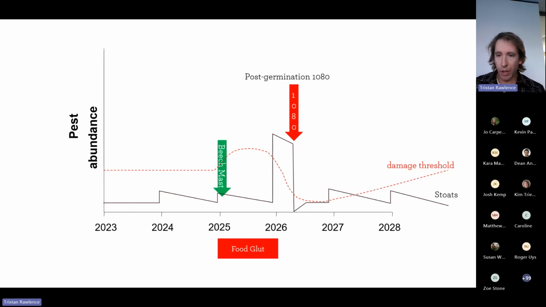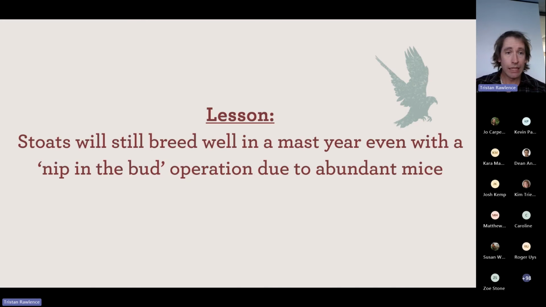Now, it might be reasonable to ask why we're not doing that operation immediately after the food glut, but kits dispersing following a good breeding season tend to run around for quite a while, and so we want to be targeting those operations in sort of April, May, when they're settling down into their new home ranges. Otherwise, our blocks are likely to get re-invaded straight away. So our lesson here is stoats will still breed well in the mast year, even with a nip it in the bud operation, due to abundant mice.